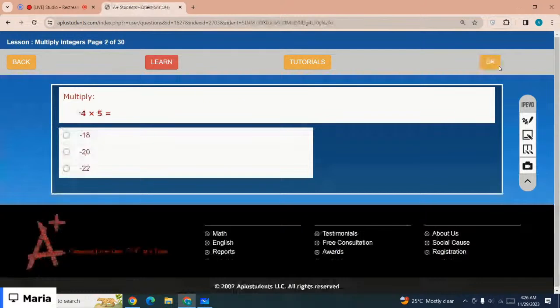Okay, negative 4 times 5, which is the correct option? One of the number is negative now. So answer must be, yes, one of the number is negative, so answer must be negative. The correct option is negative 20. Very good.